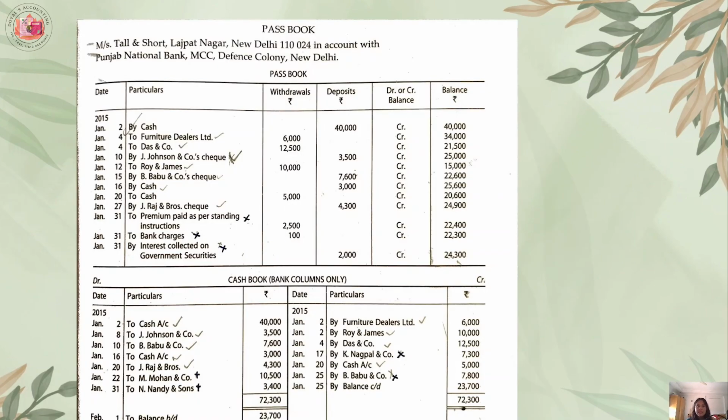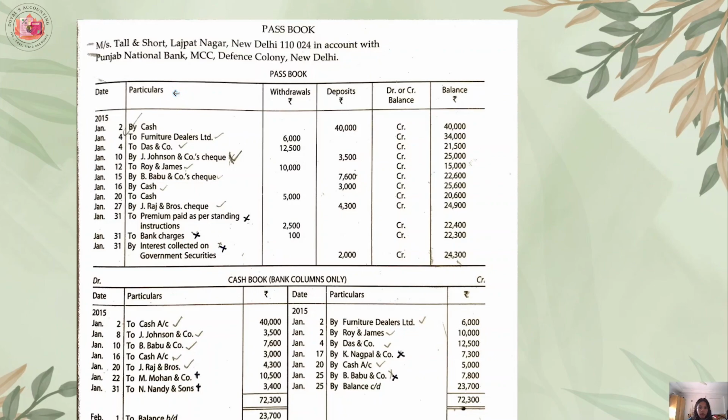Let's see. This is an example of a passbook and a cash book. Here we can see that there are certain withdrawals, deposits, and the balances. And at the end we have a credit balance of 24,300. But look in the cash book. On Feb 1st, the balance brought down is 23,700. That means there is some difference between my passbook balance and my cash book balance.